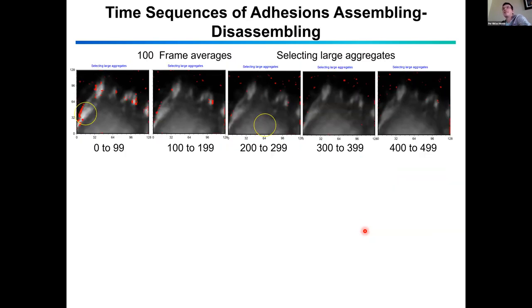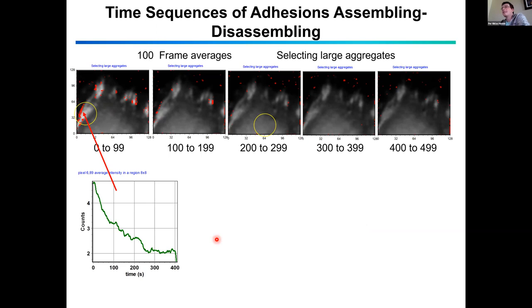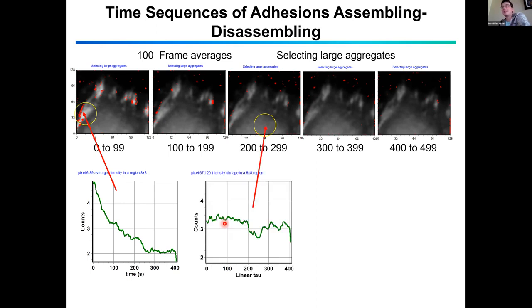So here you see a further illustration of this. 500 frames were acquired of this region and chopped up into bits of 100 frames, and for each of those 100-frame averages, the number and brightness analysis was performed. And you see, for example, in the first chunk, we see those higher aggregates because the cell is disassembling this kind of adhesions. Why do we think it's disassembling it? Well, if you look at the average counts as a function of time, you see it goes down in this region. So that's why we conclude that the cell was disassembling this adhesion.